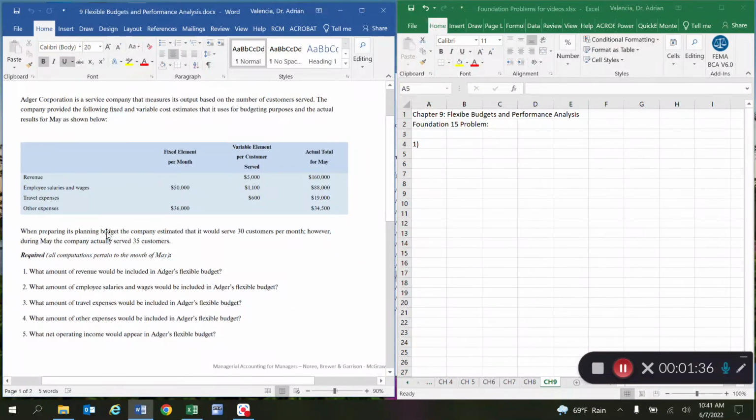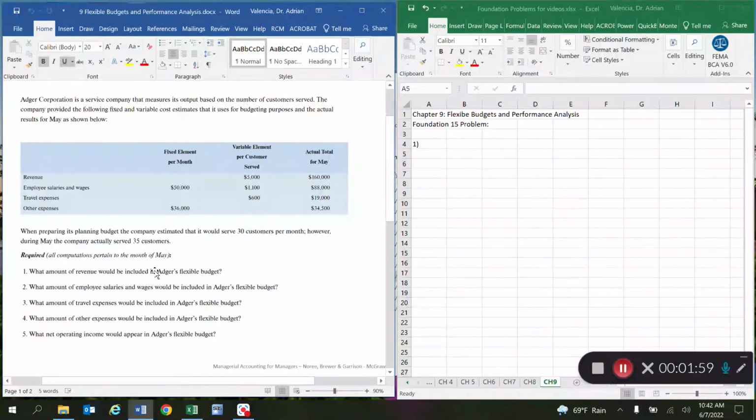When preparing its planning budget, the company estimated that it would serve 30 customers per month. However, during May, the company actually served 35 customers. Okay, so based on this information, we're probably going to have a favorable revenue variance. In other words, we ended up serving more customers, so that's more revenue. But we'll get to that. All computations pertain to the month of May.